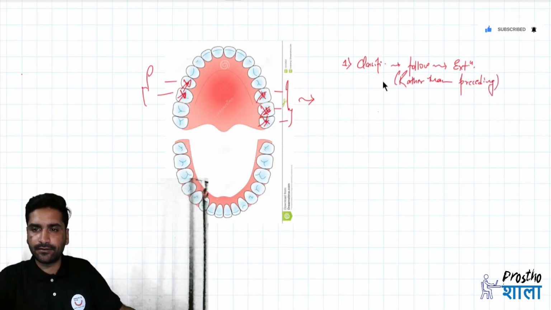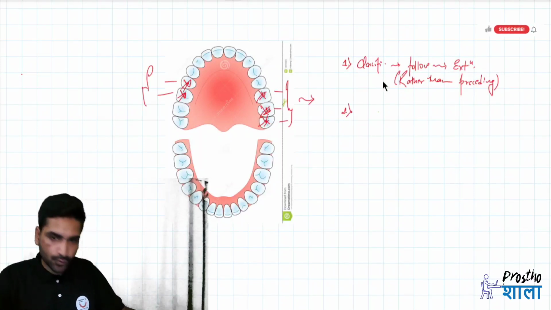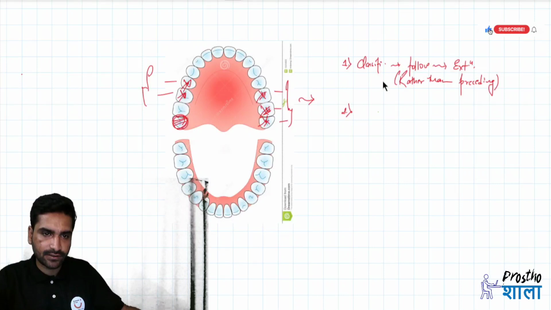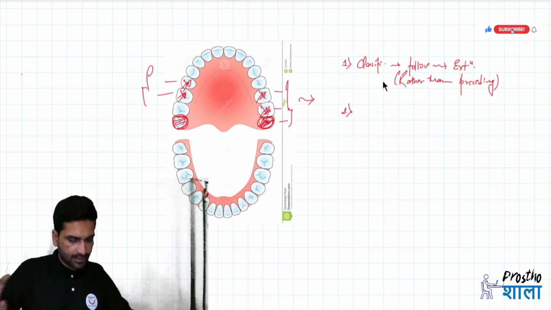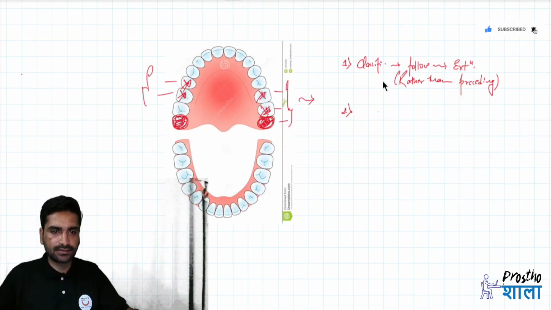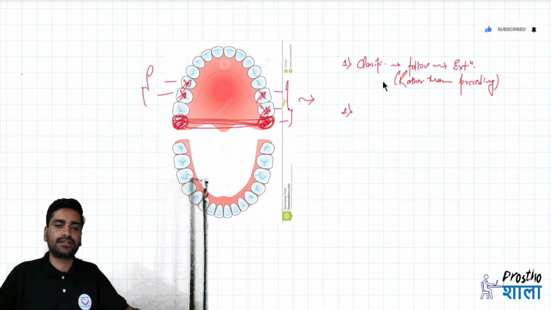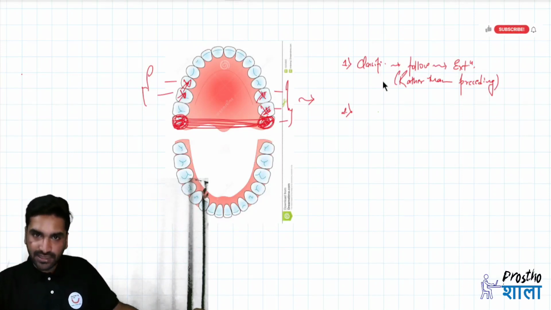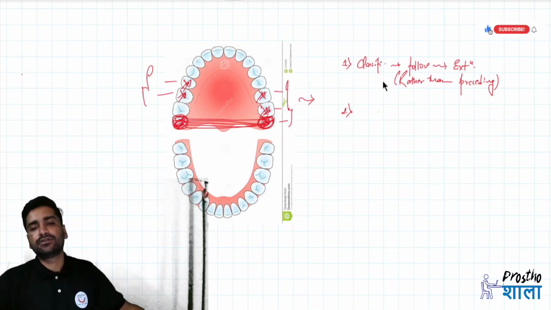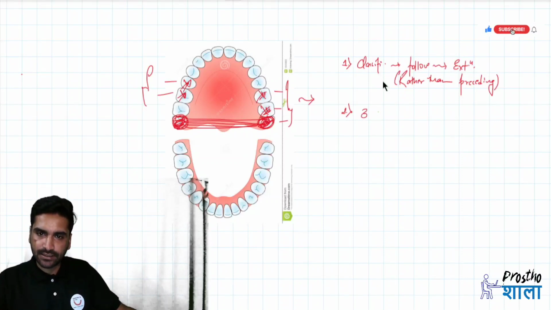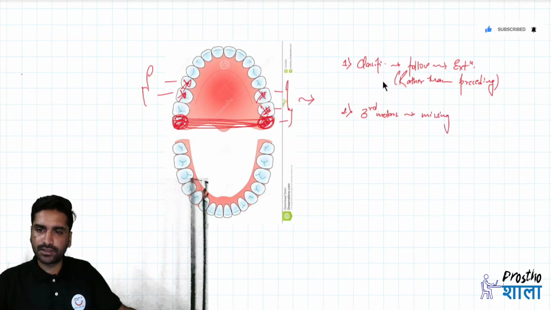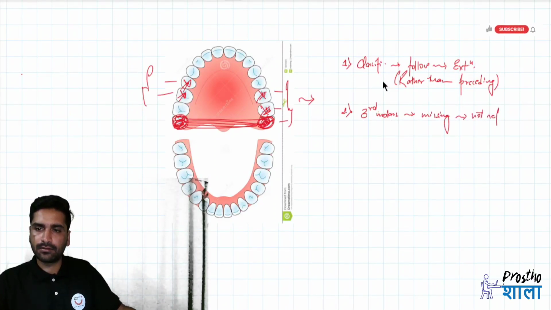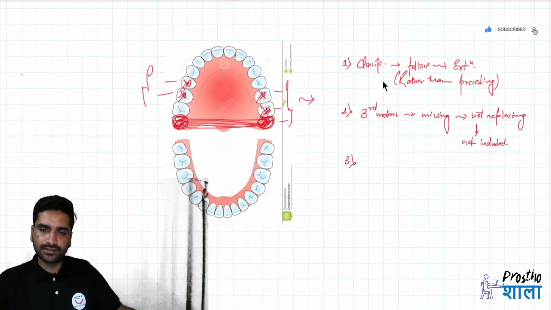Now the second rule: if the third molars are missing and not to be replaced, then they are not considered in the classification. If you have a patient whose third molars are missing and you are not going to replace them, usually we replace till the second molar, right? So if the third molars are missing and not replaced, they are not included in the classification.